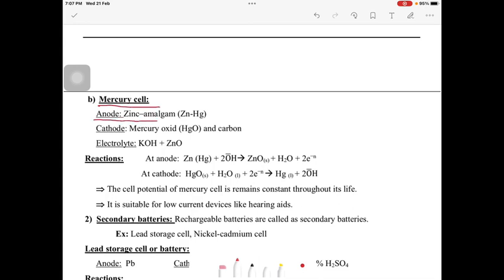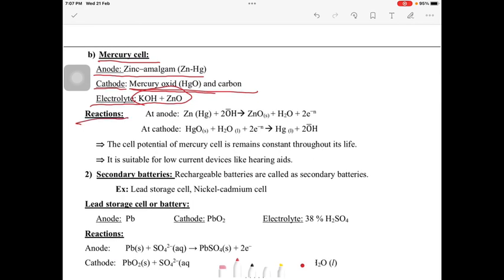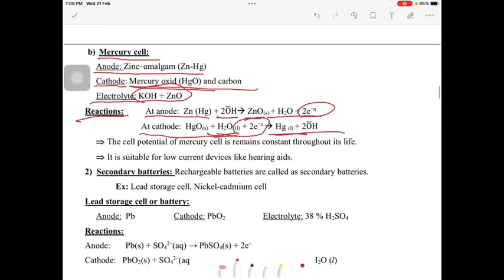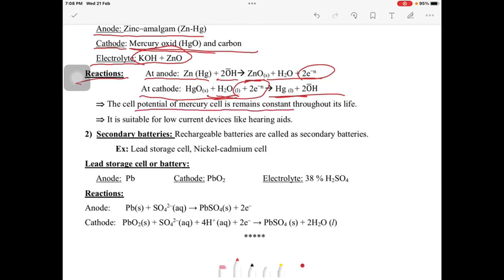Next, mercury cell. Anode is zinc amalgam, Zn-Hg. Cathode is mercury oxide and carbon. Electrolyte is potassium hydroxide and zinc oxide. Reactions at anode: zinc amalgam in the presence of OH minus undergoes oxidation, forms Zn(OH)2, losing electrons. At cathode, HgO takes 2 electrons in the presence of water, forms Hg. The cell potential of the mercury cell remains constant throughout its life. It is suitable for low current devices like hearing aids.